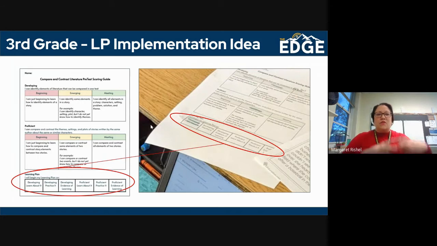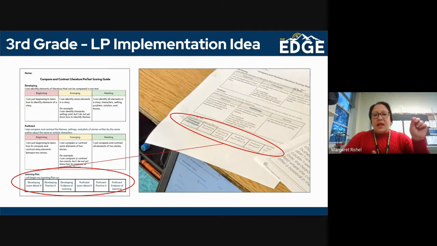So we started off with, maybe you're just going to be learning about it and developing, then practice it. If you think you're good with the developing level, you can do your evidence of learning, then moving on to the proficient: learn about it, practice it, and evidence of learning. So literally, we printed this out when we returned the pretest to the students the following week and just highlighted where they're at that time.